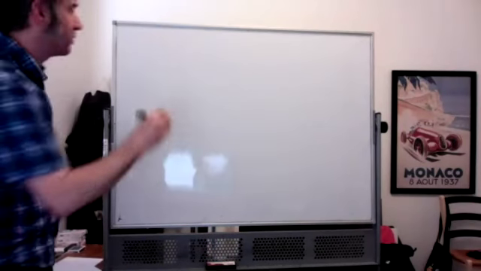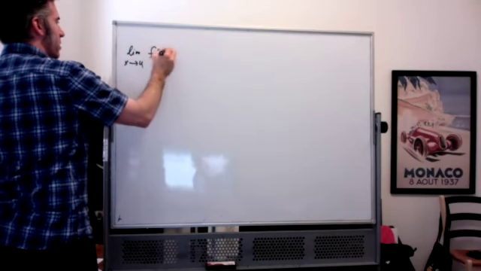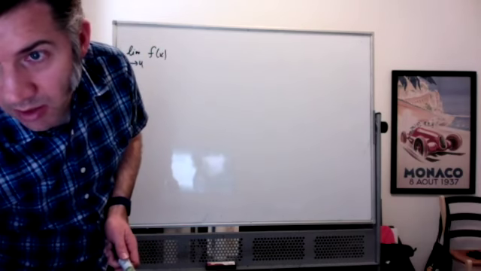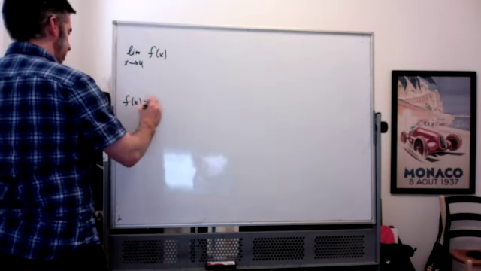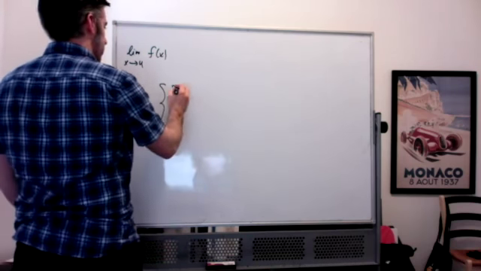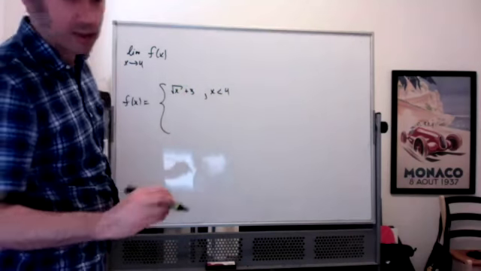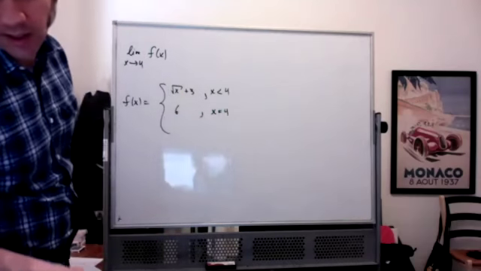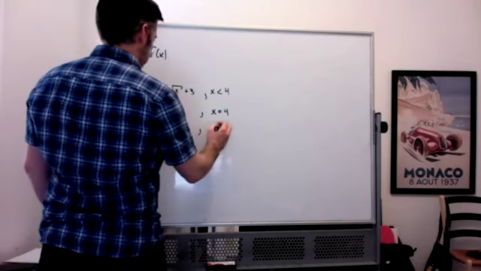The limit as x approaches 4 of f of x. The typeface on this is just a little bit smaller than I'm liking. That's much better. Limit as x approaches 4 of f of x, where f of x is given by this piecewise function. f of x is the square root of x plus 3 when x is less than 4. It's 6 when x is equal to 4, and it is x plus 1 when x is greater than 4.